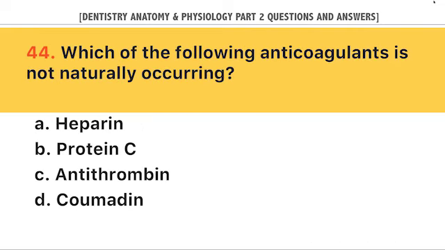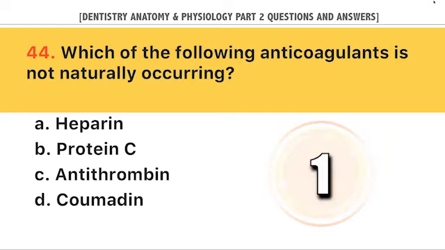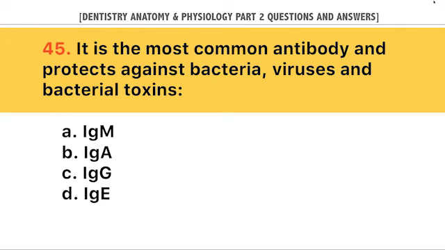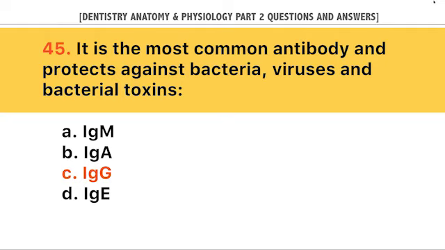Which of the following anticoagulants is not naturally occurring? A. Heparin, B. Protein C, C. Antithrombin, D. Coumadin. Answer D. Coumadin. It is the most common antibody and protects against bacteria, viruses, and bacterial toxins. A. IgM, B. IgA, C. IgG, D. IgE. Answer C. IgG.